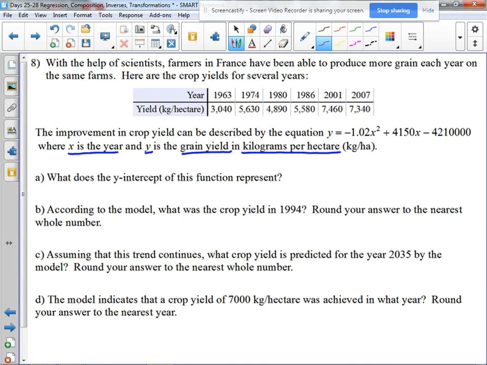the equation. All right, so first question here is, what does the y-intercept of this function represent? Well, let's think about this for a second. The y-intercept occurs where? What happens when x equals 0? So y-intercept means x equals 0. So x in this case is the year. So the y-intercept would be the yield in year 0.